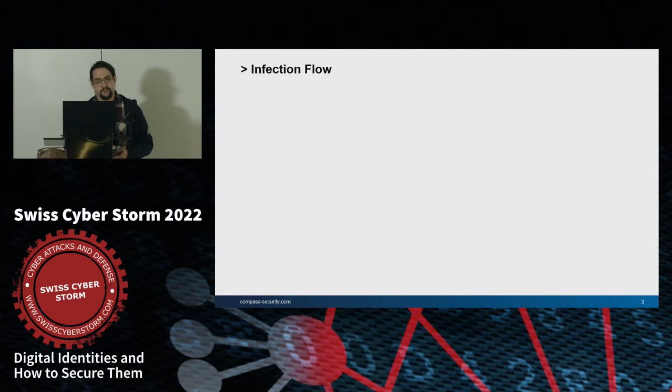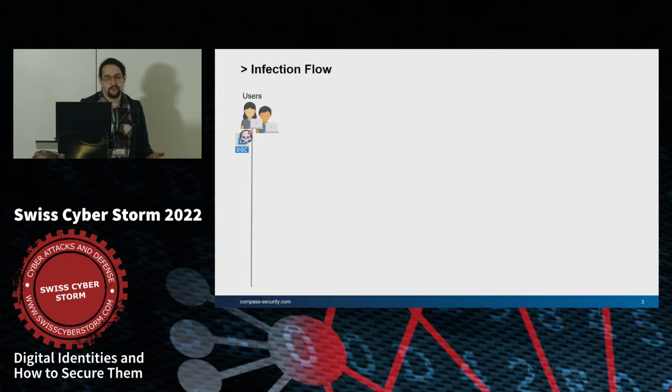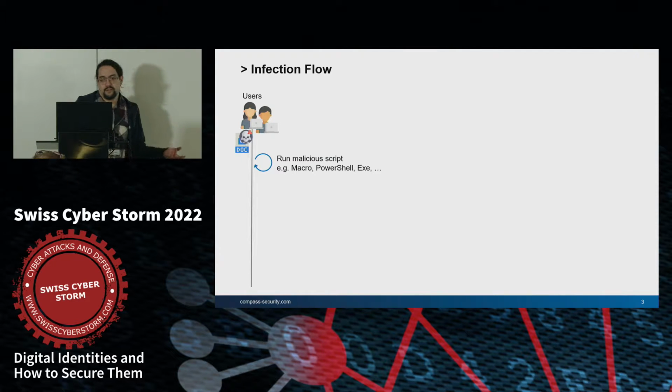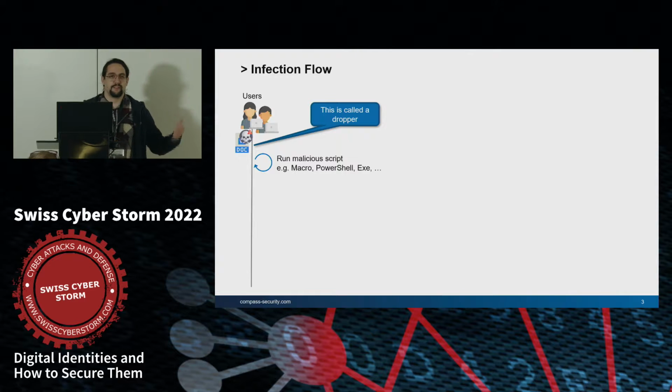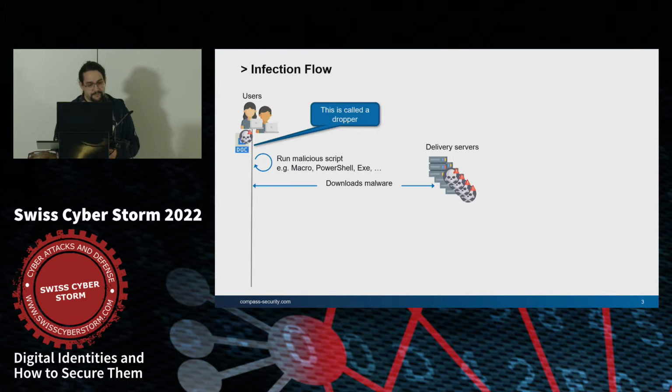So we have a quick introduction of the infection flow of a well-known malware. This is Emotet. Basically, a user has a file, usually a Word document with a macro. This macro runs some code, PowerShell, exe, etc., which is called a dropper. If you looked at the talk before, where they were talking about AVs, and it was not very clear what they were saying about the malware, if you see dropper in there, this is the type of file it's alerting you about.